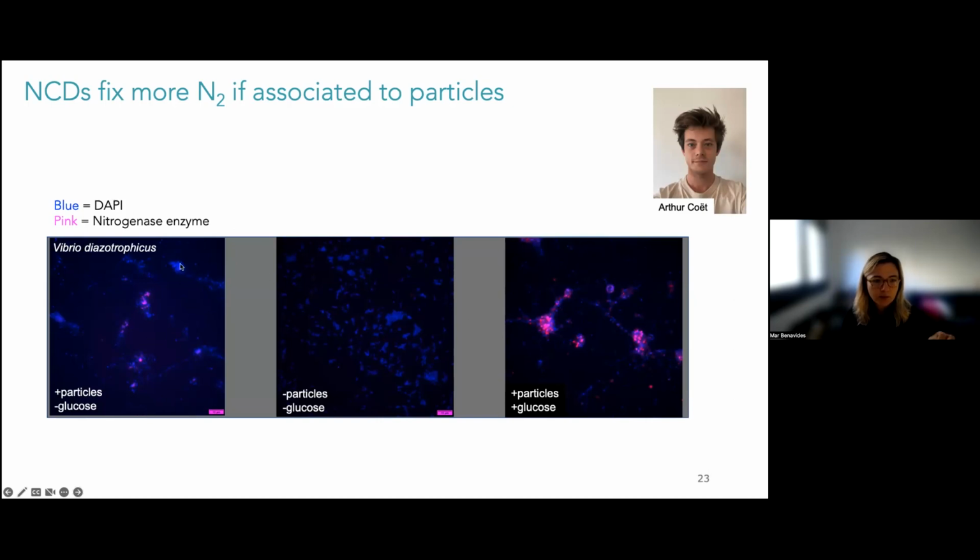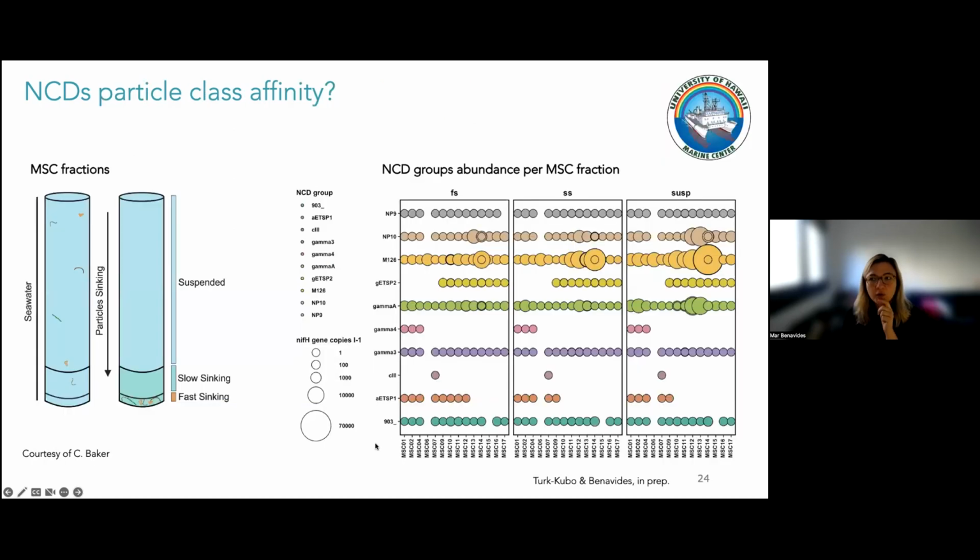What you see here, in blue, is DAPI staining, and in pink, an antibody labeling of the nitrogenase enzyme. So you see that when they have both particles and glucose, they aggregate around the particles, and they are expressing the enzyme. But when they have only particles and no glucose, they do so as well, but not as much. However, when there is no carbon around, when there are no particles and no glucose either, then they just don't fix nitrogen at all. So this was very promising, and we wanted to go a little bit further.